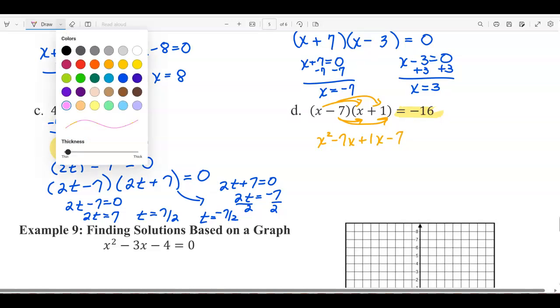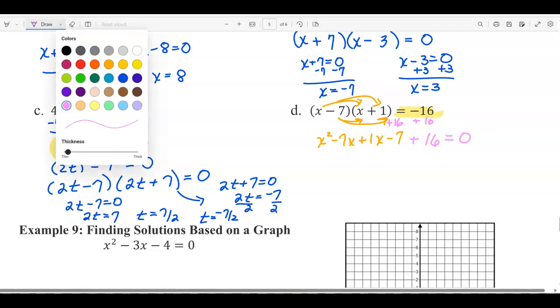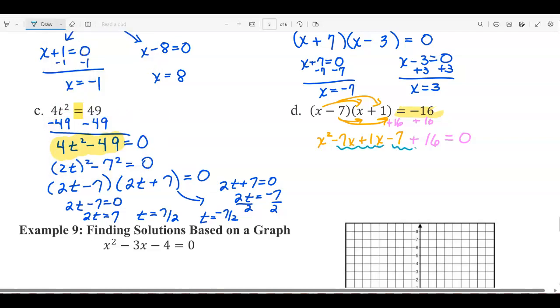And then I'm going to add 16 to both sides, which would bring the 16 over, and then set it equal to 0. I'm then going to combine like terms, so I have x's that can be combined, and I have -7 and 16 that can be combined. So I have x squared minus 6x plus 9 equals 0. I can now factor, and I have a perfect square of 9.